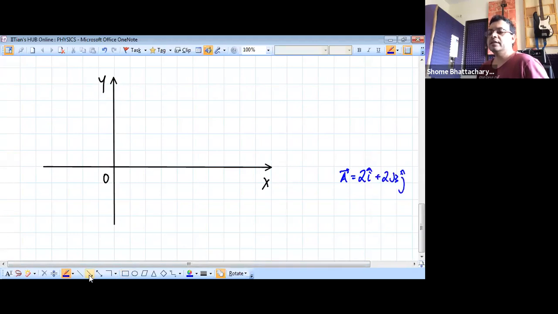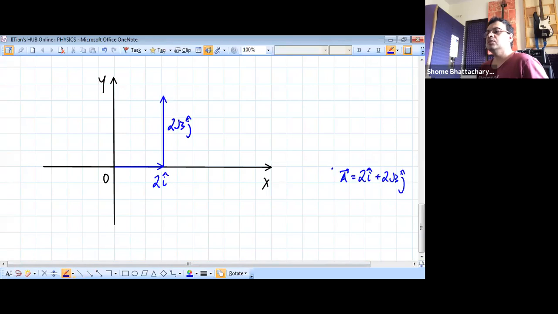We have to understand that 2 i cap would be a vector like this, of magnitude 2 units along the x-axis. This is what 2 i cap would be. Similarly, 2 root 3 j cap would be a vector pointing along the y-axis, but its magnitude is how much? 2 root 3. This would be the vector 2 root 3 j cap.